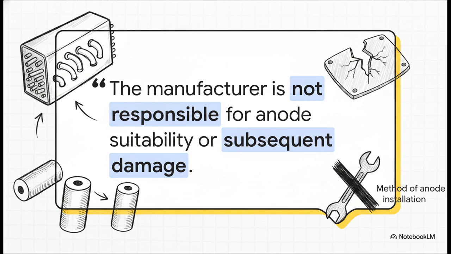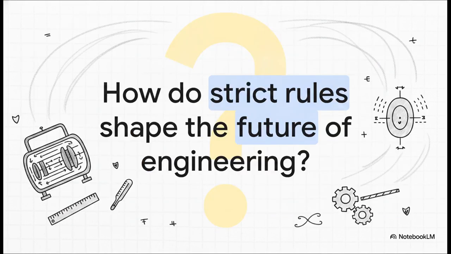Even if the manufacturer installs the anodes for a customer, the rulebook says the manufacturer is not responsible for the suitability of the anodes for the service it is installed in, the life of the anodes, the corrosion protection provided by the anode, or any subsequent damage to the heat exchanger attributed to the anode, the method of anode installation, or the installed location. It is a complete legal and technical absolution of the manufacturer regarding how well those anodes actually perform.